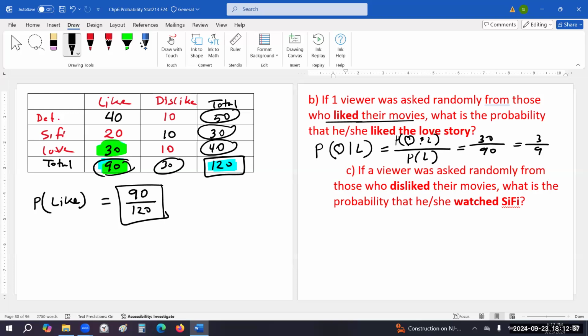Okay, who would like to try C? Tao, would you like to try C? 1/3. How did you get that? It's that it's like sci-fi. So sci-fi, given that is liked.